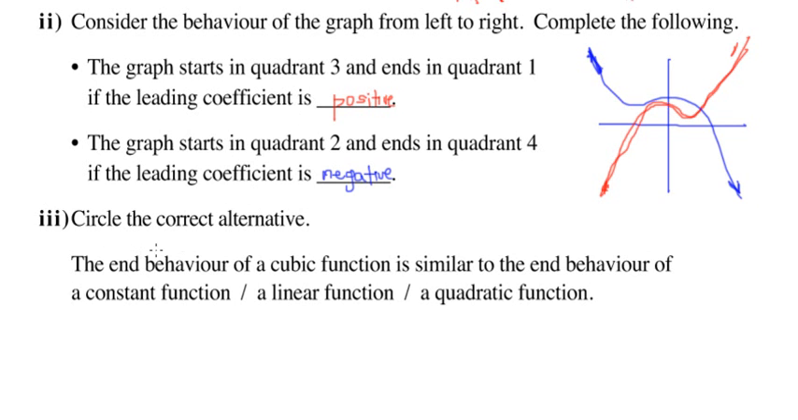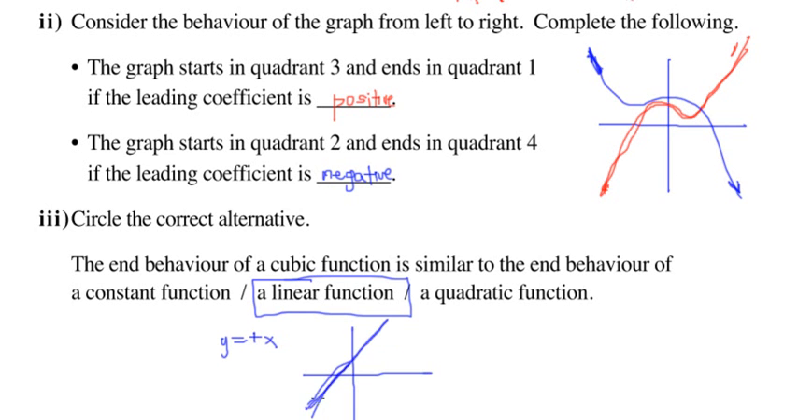And finally, the end behavior of a cubic function is similar to the end behavior of a line. And I'll prove it. If you have y equals positive x, for a straight line, that gives you something like this, that goes from bottom left to top right. If you have y equals positive x cubed, you get a curve that goes from bottom left to top right. It does some horsing around in the middle where it changes direction maybe, but it ends up behaving the same way that a straight line did.